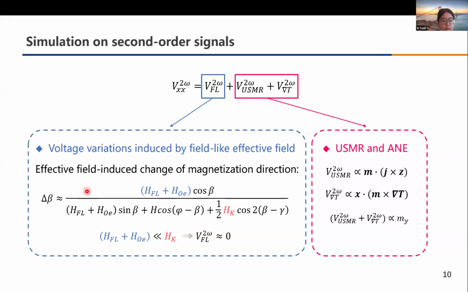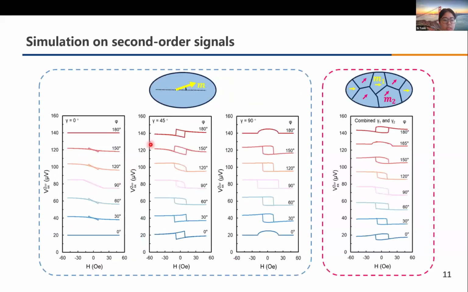And based on our calculation, the sum of the field-like effective field and the Oersted field is much smaller than the anisotropy field HK. So it allows us to ignore the first term in the equation. This slide shows the simulation results, and we first assume that the magnetization is uniform throughout the entire element.